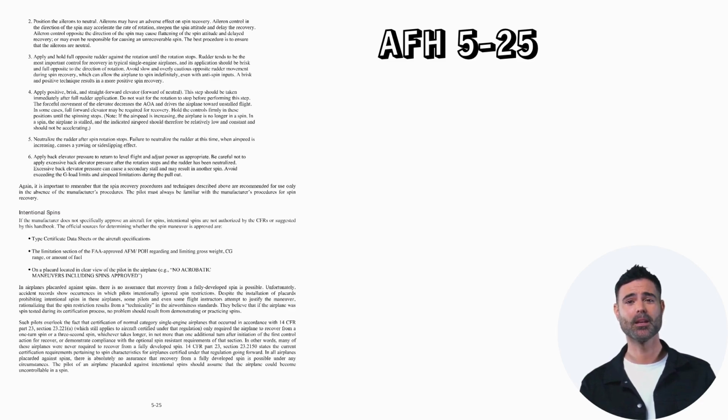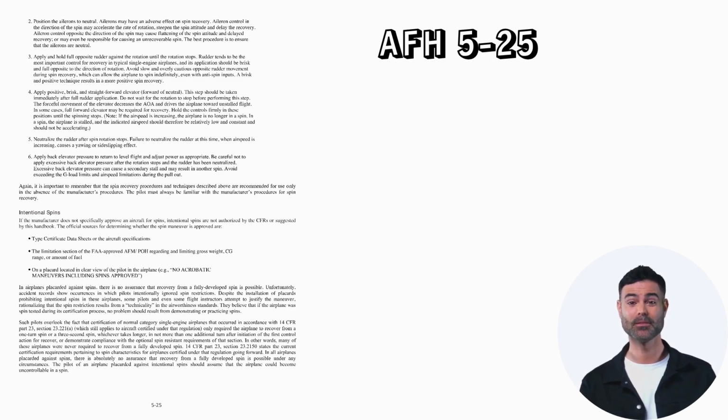Avoid exceeding the G-load limits and airspeed limitations during the pullout. Again, it is important to remember that the spin recovery procedures and techniques described above are recommended for use only in the absence of the manufacturer's procedures. The pilot must always be familiar with the manufacturer's procedures for spin recovery.